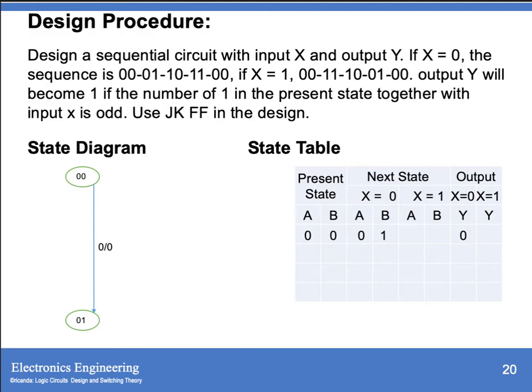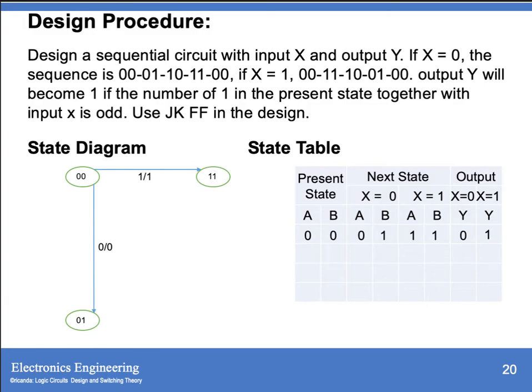Remember that your Y becomes 1 if the number of 1s in the present state together with your X is odd. So your present state is 00 and your X is 0, therefore your Y is 0. Then if your X is equal to 1, from 00 it goes to 11. And your Y, since X equals 1, is therefore 1.